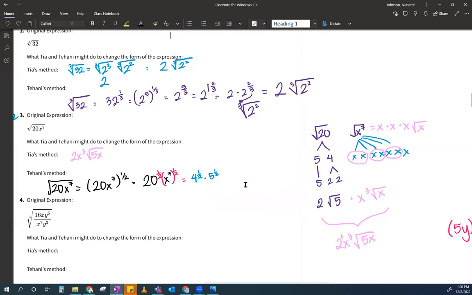I'm going to keep on the 20 for just a second, and I'm going to ignore this x to the 7/2, or x to the 7 to the 1/2. And then you should know that the square root of 4, what is the square root of 4, by the way? Very good. It's just 2. So I'm just going to write 2 right here times 5 to the 1/2.